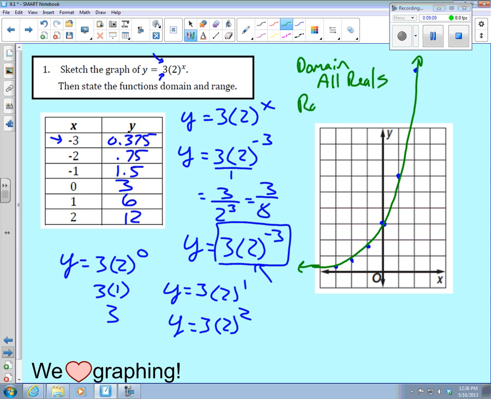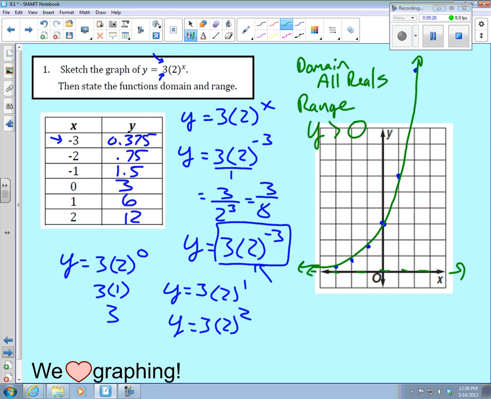And range, your y values. Y has to be greater than, in this case, 0, because your x-axis here, where y is equal to 0, is kind of like a horizontal asymptote. It never crosses the x-axis, so y is greater than 0.